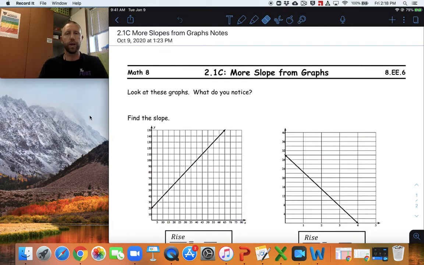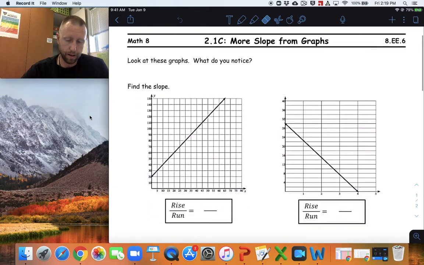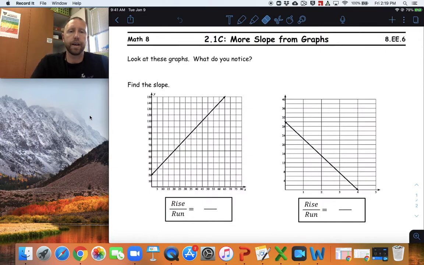All right, so we are doing 2.1c more slope from graphs notes. This is page 83 in your book. Let's get to it. So it says here, look at these graphs, and what do you notice?